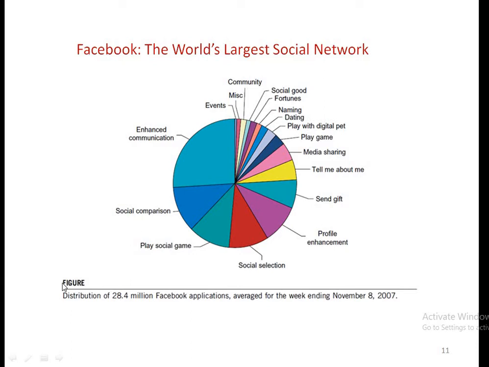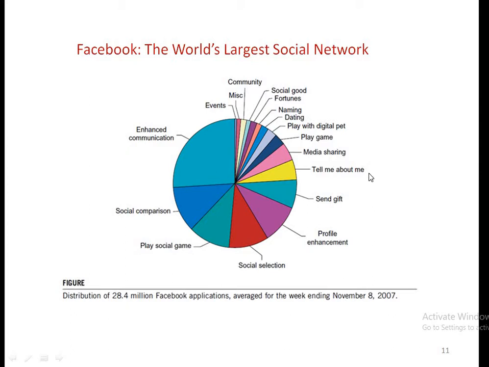So what does this figure show? It is the distribution of 28.4 million Facebook applications averaged for the week ending November 8, 2007. This is the scenario given in their textbook for 2007. Now it is 2020, so it must have changed quite a lot. We have this miscellaneous, community, social good, fortunes, naming, dating. How much was dating at that time? Very less. Okay. Play with digital pet, play games, media sharing.